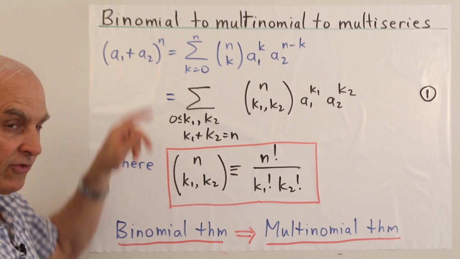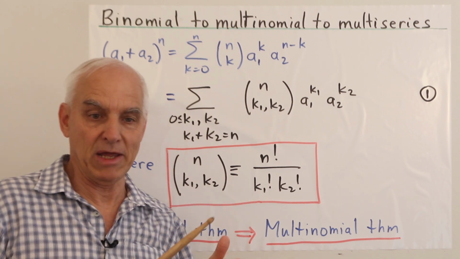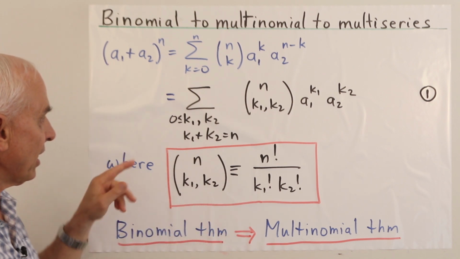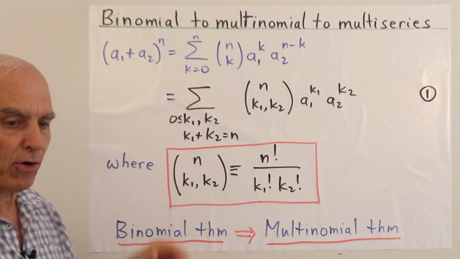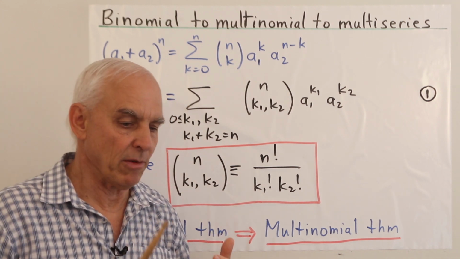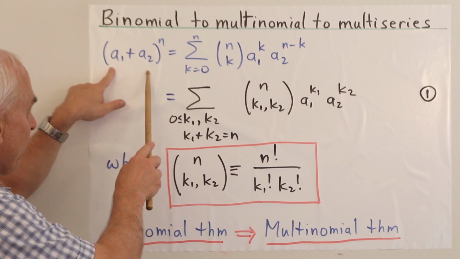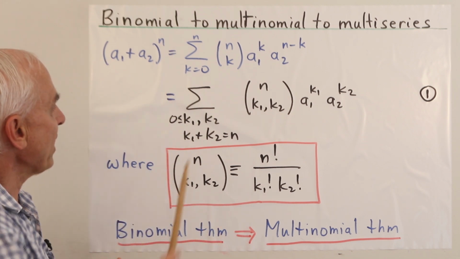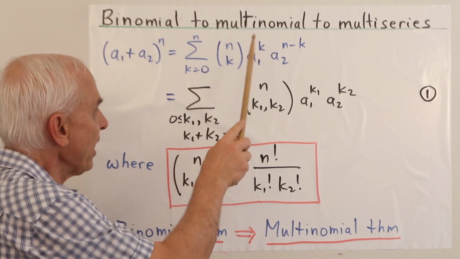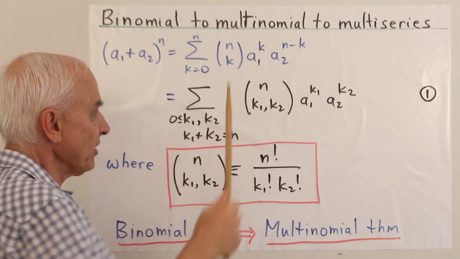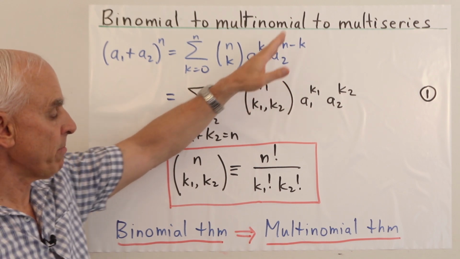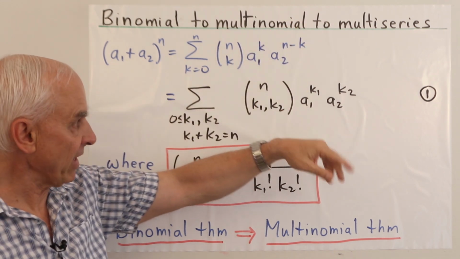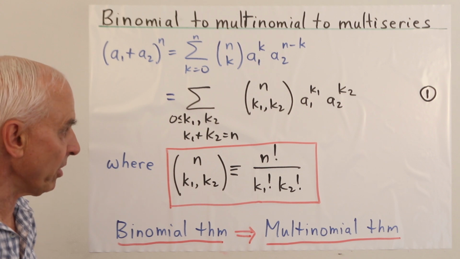I'll use a1 plus a2 instead of a and b, or x and y, because I'm interested in increasing the number of constituents here in the bracket. So if we have (a1 plus a2) to the n, and n is here a natural number, then that's the sum from k equals 0 to n of n choose k, a1 to the k, a2 to the n minus k. So in this case, increasing powers of a1, decreasing powers of a2, and these familiar binomial coefficients.